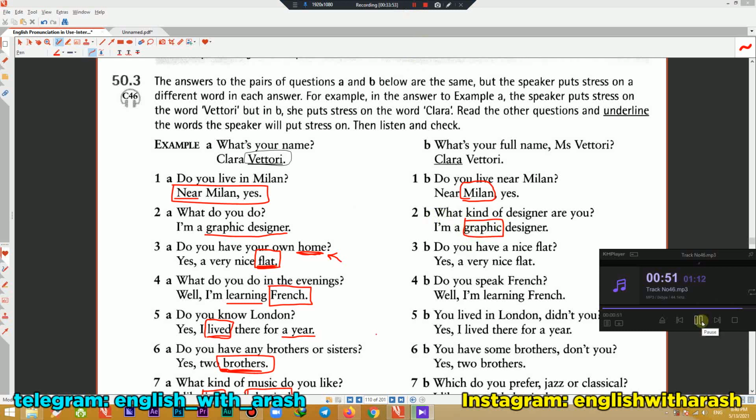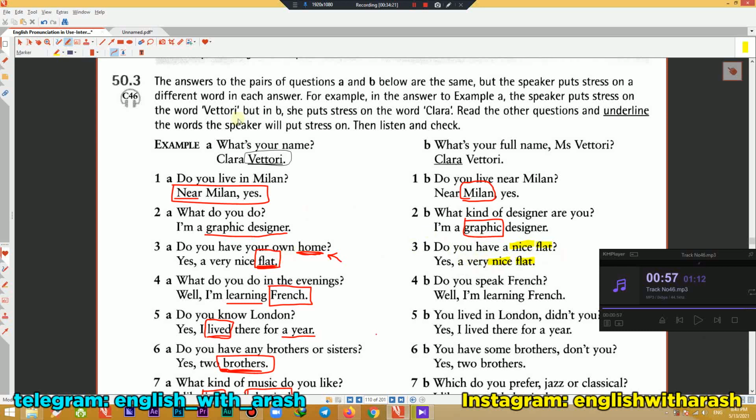Do you have a nice flat? Yes, a very nice flat. So here, if you remember, the question was, do you have a home? Do you have your own home? But now he knows it's a flat, so he says, do you have a nice flat? He says, yeah, a very nice flat. Again, if you want to check, you see flat is here, nice is here.